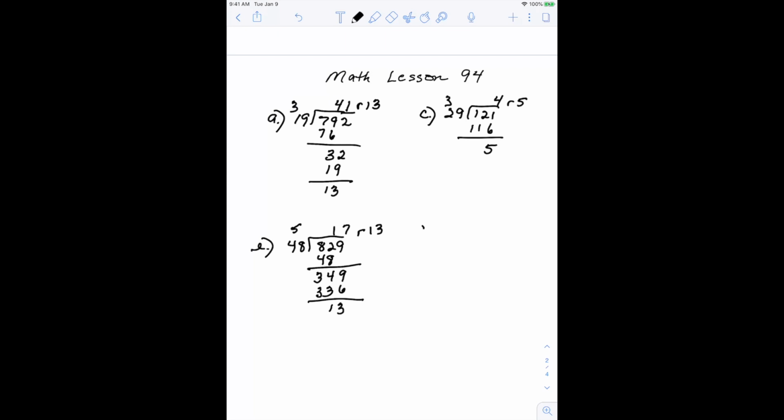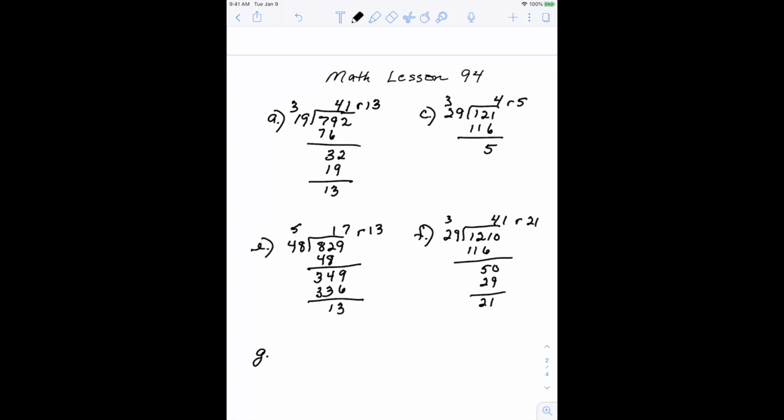Let's look at F. 29 into 1,210. Okay, see how we're estimating now to make it easier. We can still use our trick, but we have to estimate first. So 29 is almost 30. 3 can go into 12 4 times. So let's try 4, and we've got to put our 4 in the right place. 4 times 9, 36. Put down your 6. Carry your 3. 4 times 2 is 8, 10, 11. Subtract. Now, how many times do you think 30 would go into 50? Only one time. And we have a remainder of 21.